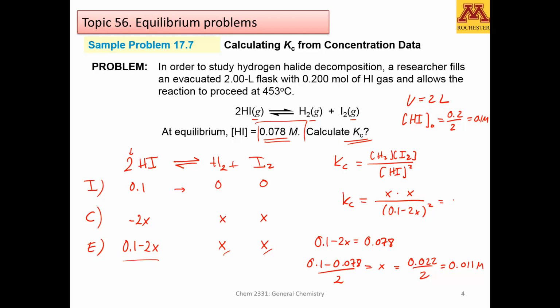So this means that what I have here is 0.011 times 0.011, which is 0.011 squared, and this will be over 0.078, the concentration of hydrogen iodide squared. There you go. We found the concentrations in equilibrium. We have found the value of the equilibrium constant. We will solve more problems than that, so stay tuned and you'll see how many applications building the ICE table has.